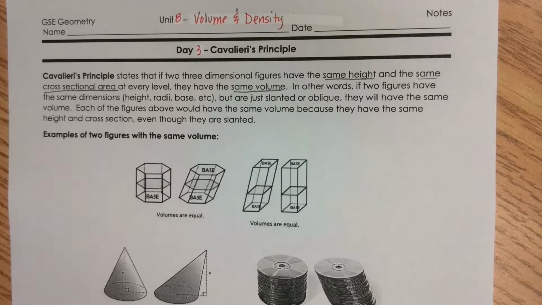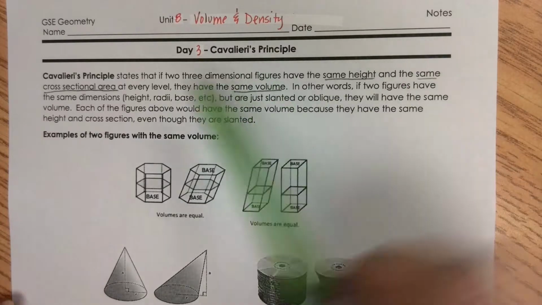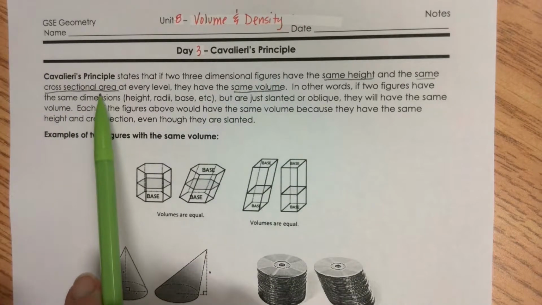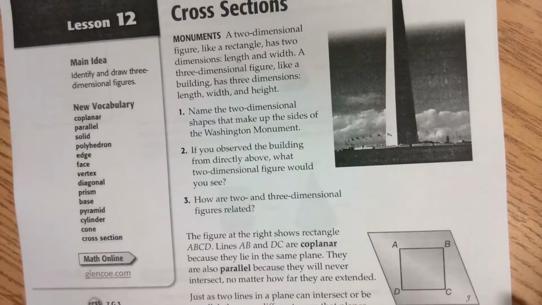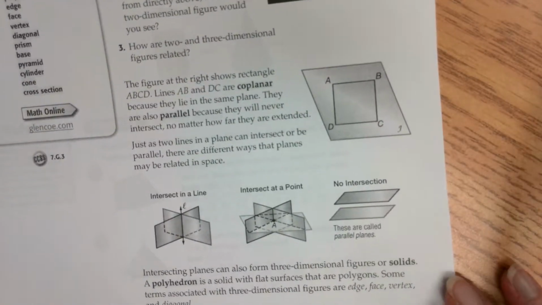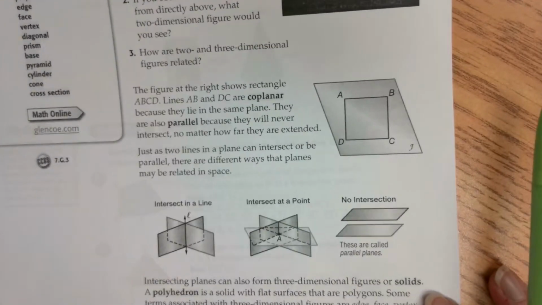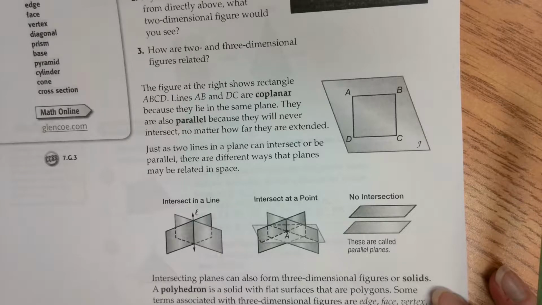Okay, so first I'm going to pause on this. So cross-sectional area, what does that mean? A cross-sectional area is a two-dimensional area that comes from a three-dimensional figure.